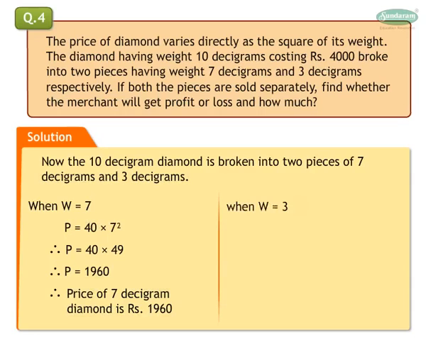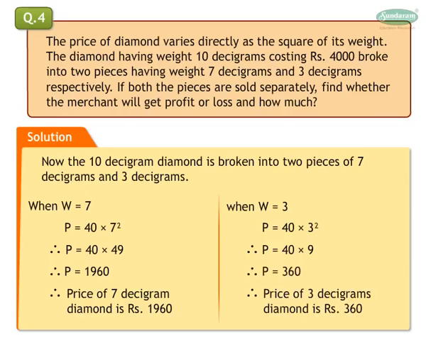When W is equal to 3, P is equal to 40 into 3 square. Therefore, P is equal to 40 into 9. Therefore, P is equal to 360. Therefore, the price of the 3 decigram diamond is rupees 360.